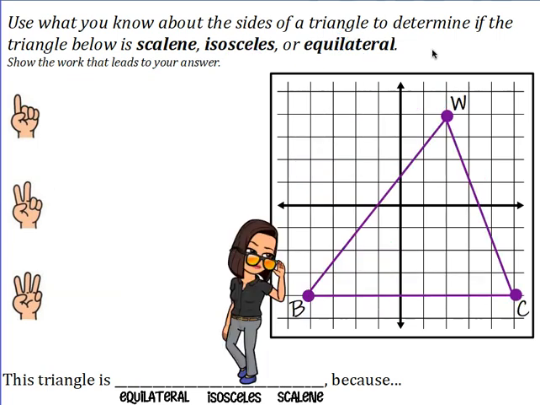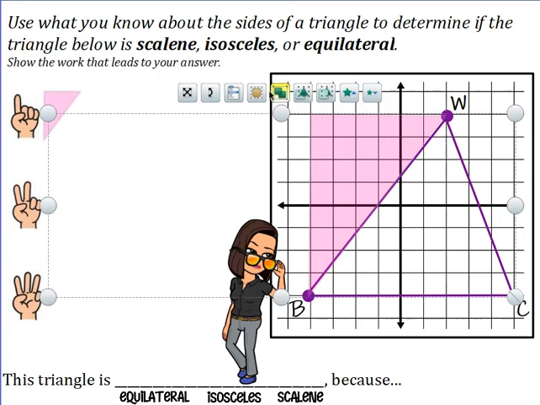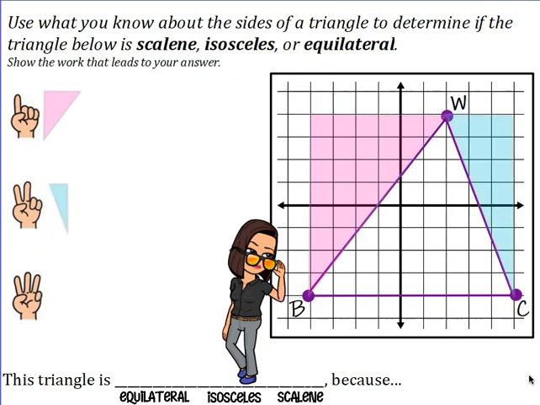Last example. Use what you know about the sides of a triangle to determine what type of triangle this is. Can you see my triangles? Can you see the triangle that'll be built right here? We'll do this one first. Then a triangle built right here. We'll do this one second. And then, yep, for BC, I won't need a triangle at all. I can just count the grid lines.